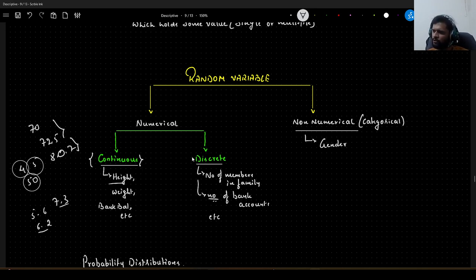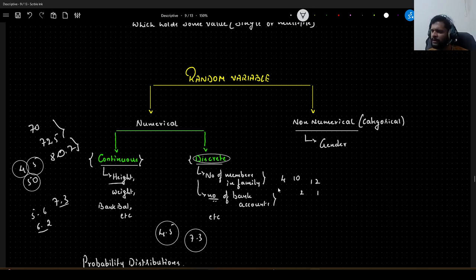Okay. Now coming to discrete random variables. What are discrete random variables? They must be integers, so it should be a whole number. What are the examples? Number of members in a family, number of bank accounts that we hold, etc. When we say how many members are there in your family, we will always say it as a whole number, right? Either 4, 10, 12, 2, 1, etc. We cannot say our family size is 4.5 or 7.3, right? So that's why these are called discrete random variables.